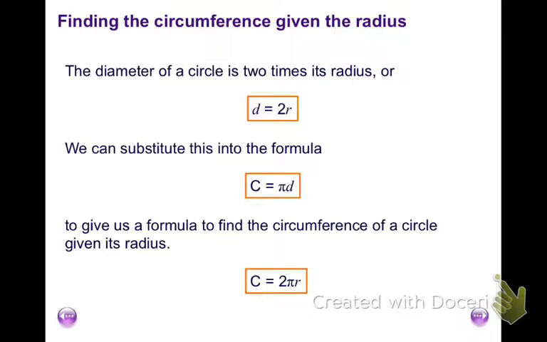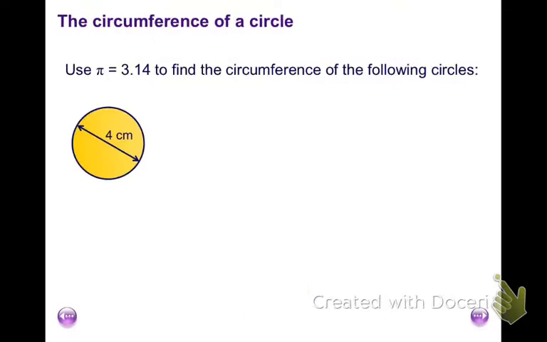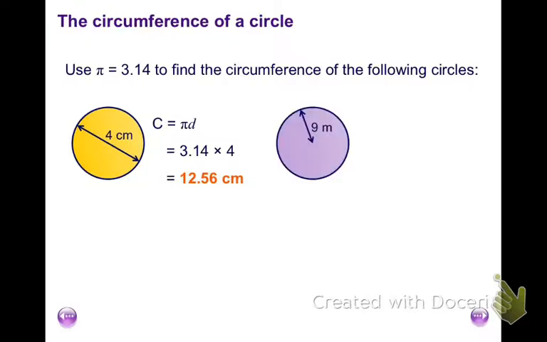So for the next few examples, we're going to be using either the diameter or the radius to calculate circumference. So in this one, we're given the diameter. So again, formula is diameter times pi, so 4 times 3.14, and you get 12.56 centimeters. Make sure to use your label. This is the radius, so we have to take 2 times the radius because we know the diameter is actually 18 meters. And we'll get 2 times 3.14 times 9 is 56.52 meters.